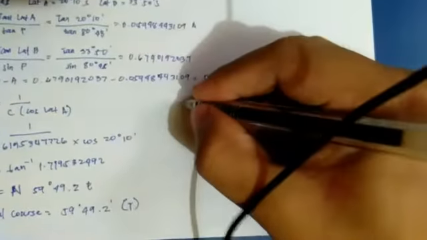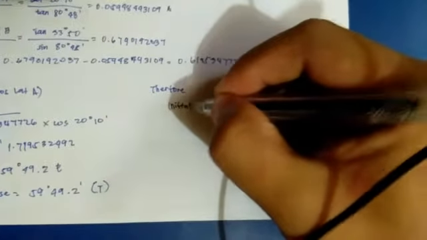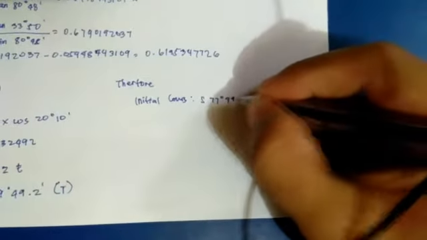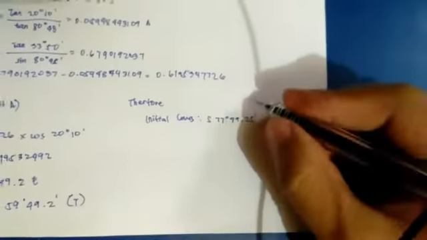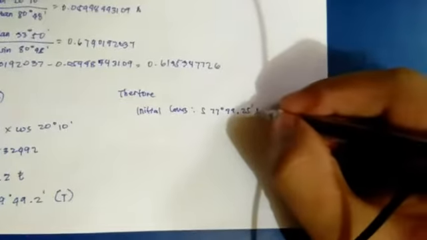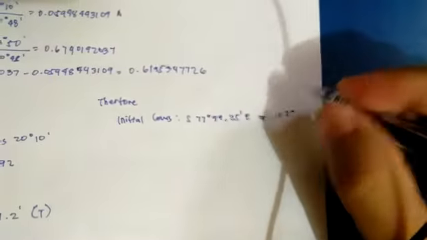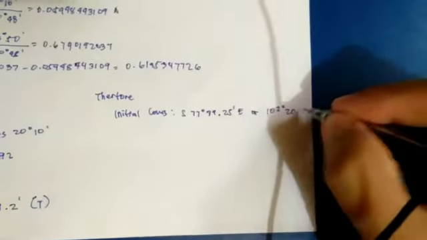Therefore, our initial course is south 77 degrees 39.25 minutes, or 102 degrees and 20.6 minutes true.